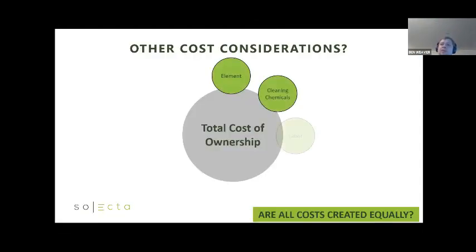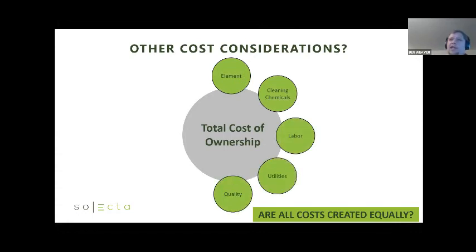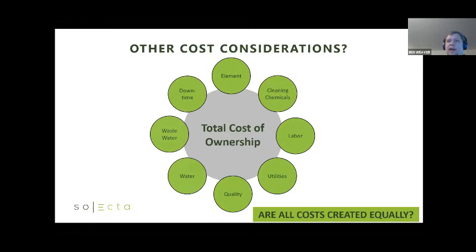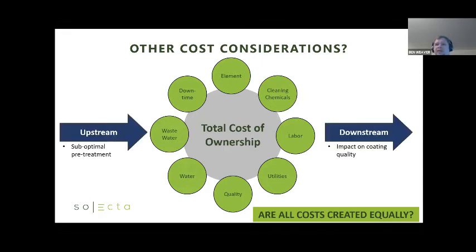So when we're looking at ultrafiltration in particular, these are some of the considerations that we have: the element, the cleaning chemicals, the labor, utilities, the quality, water use, wastewater produced, and the downtime. And really, coming into this, there are process steps before the UF, and there are process steps after the UF. And you can't just optimize based on one process step. We have to ensure that whatever is being optimized, it's not going to impact the upstream or downstream processes.